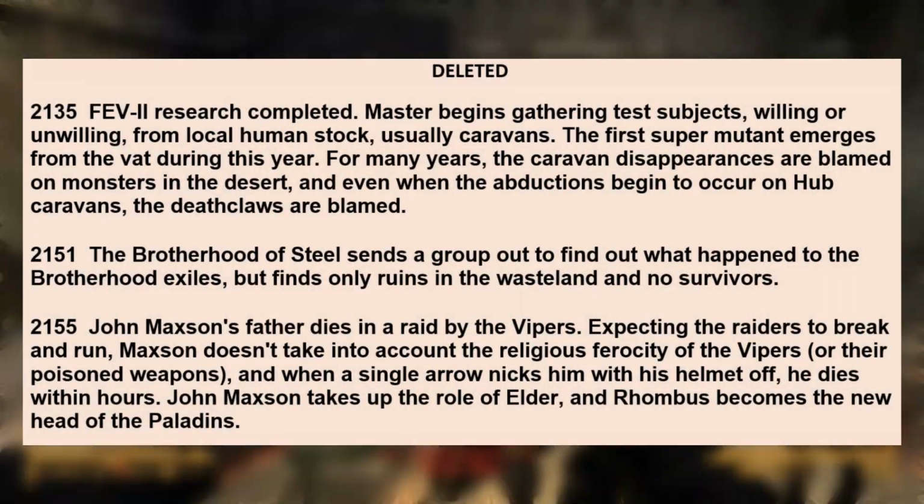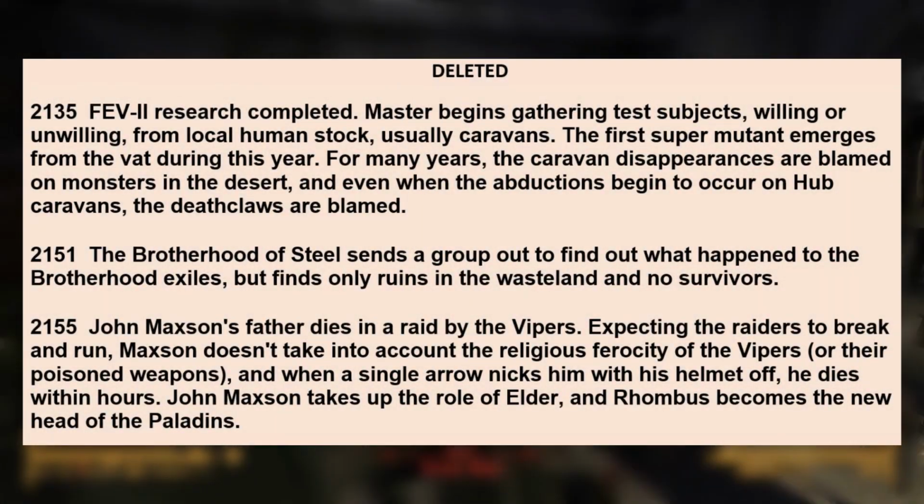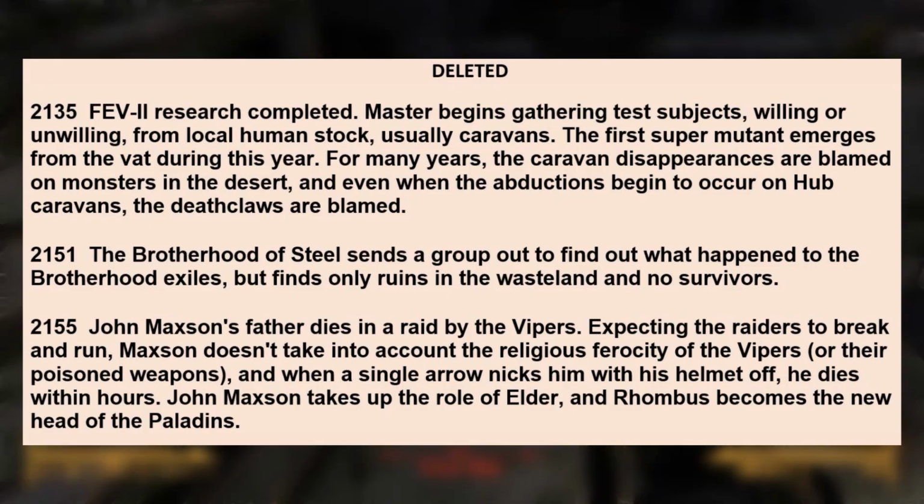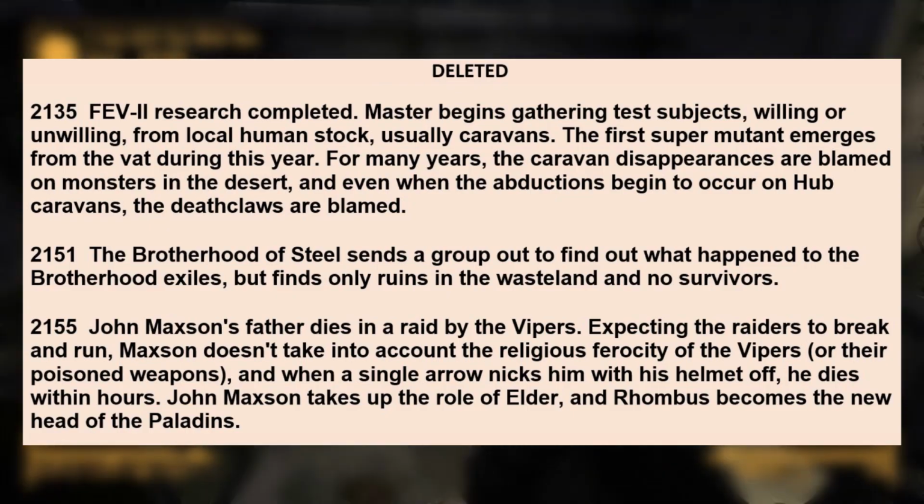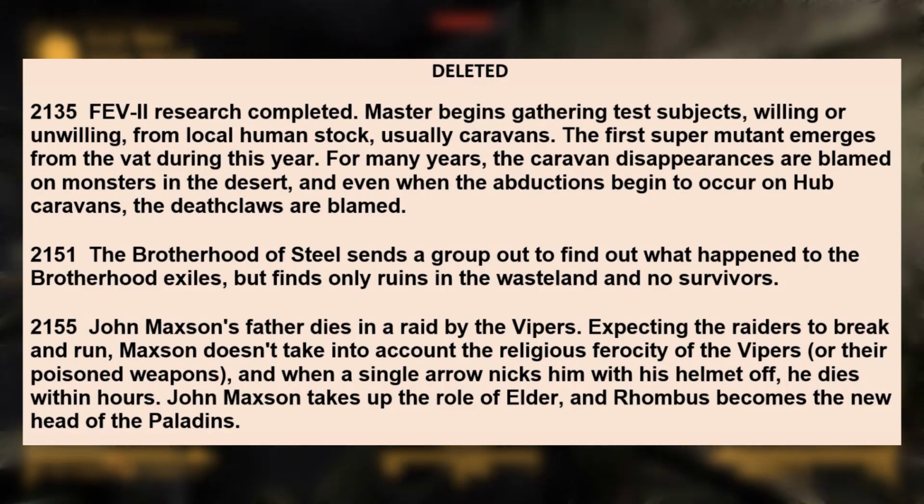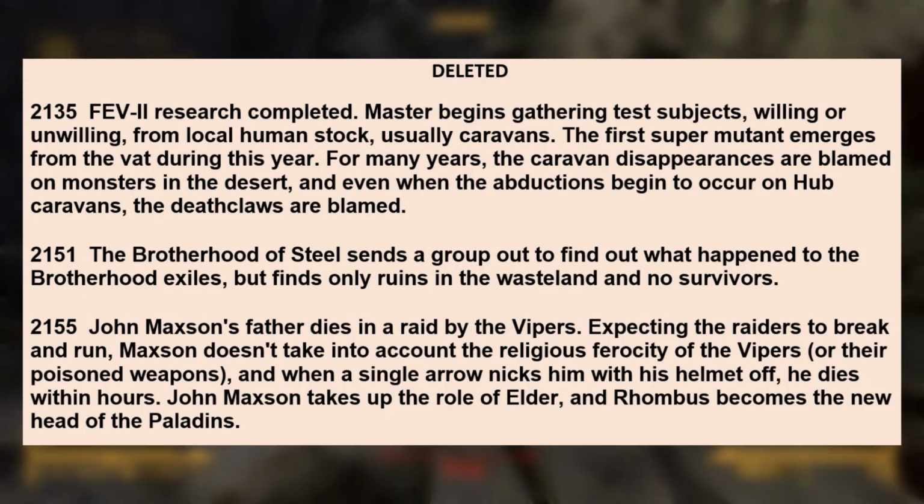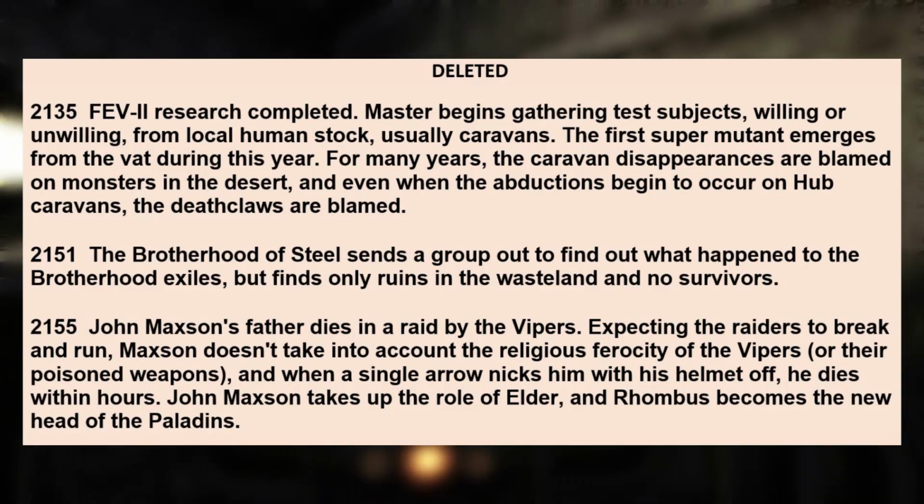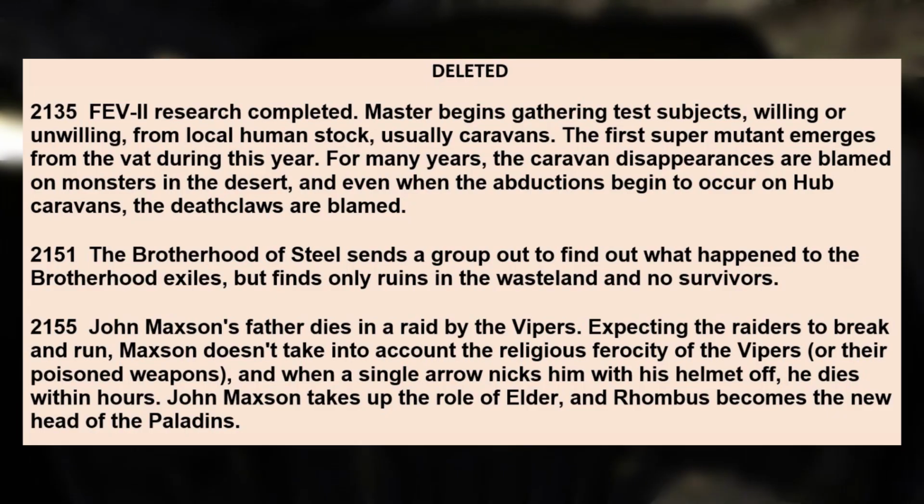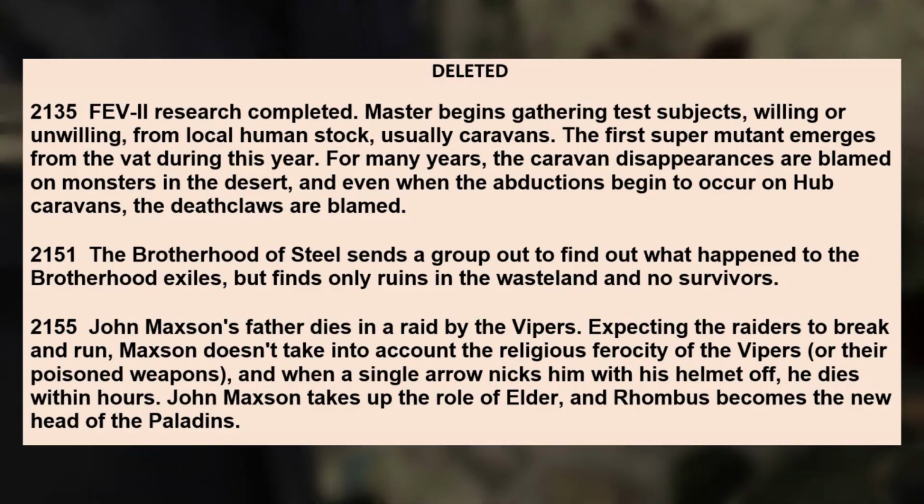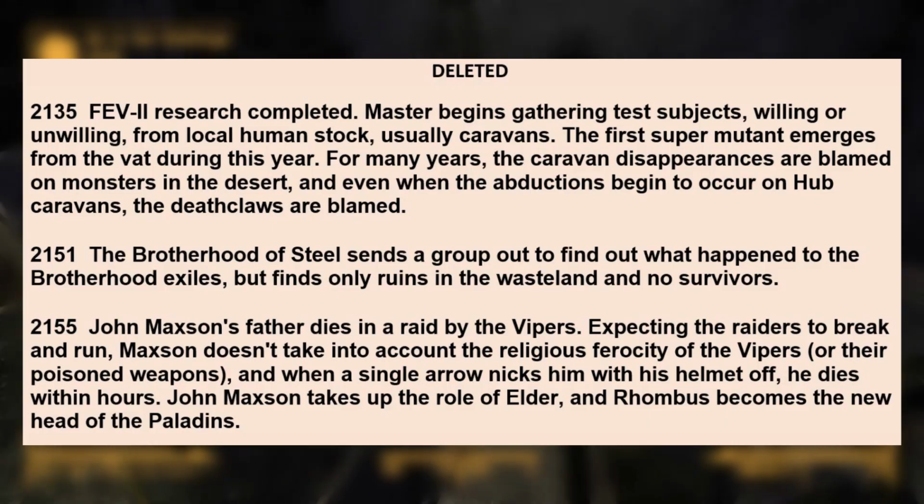2135, FEV2 research completed. Master begins gathering test subjects, willing or unwilling, from local human stock, usually caravans. The first super mutant emerges from the vat during this year. For many years, the caravan disappearances are blamed on monsters in the desert, and even when the abductions begin to occur on Hub caravans, the Deathclaws are blamed.